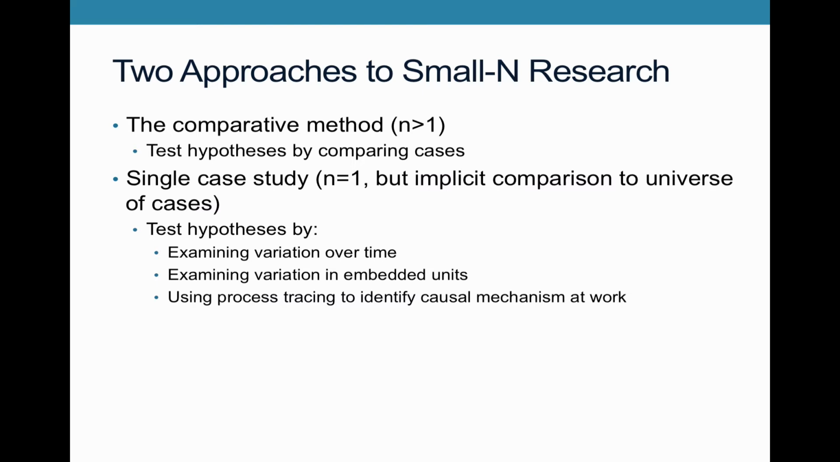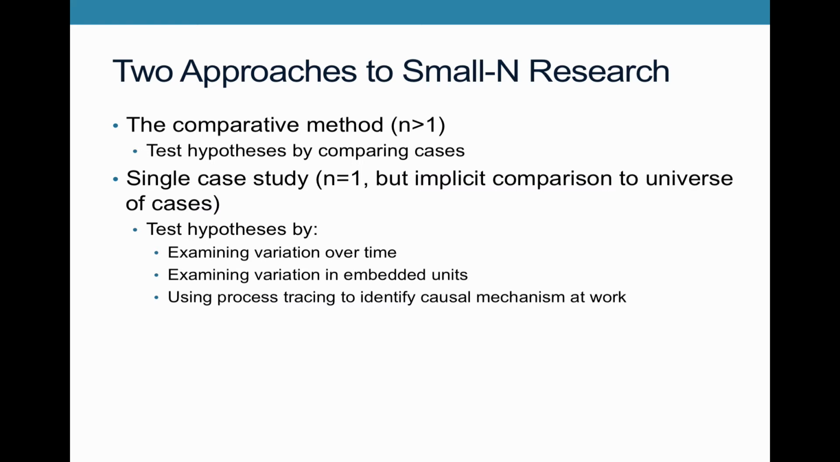itself. So we will test our hypothesis by, say, examining variation that we'll see over time, examining variation in embedded units, and using process tracing to examine the causal mechanisms at work. So what did each of these mean?